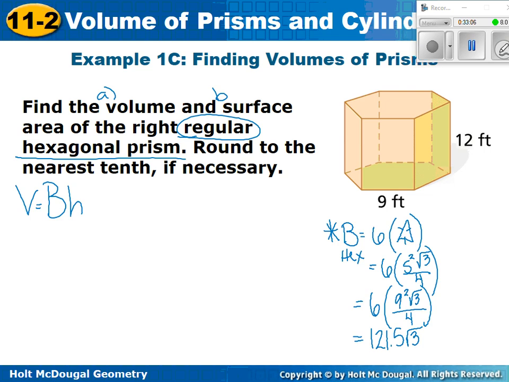Is everybody okay with just simplifying all of that out front? Corbin, I'm worried about you. You're not taking any notes. Okay, we're not taking these notes. Are we all good so far?